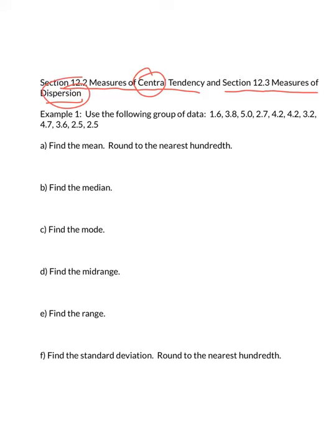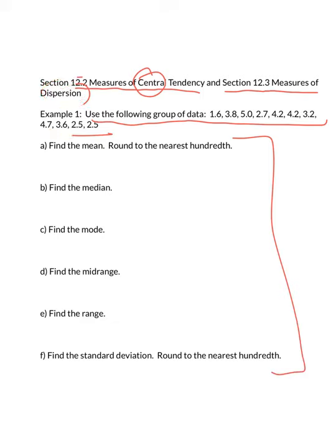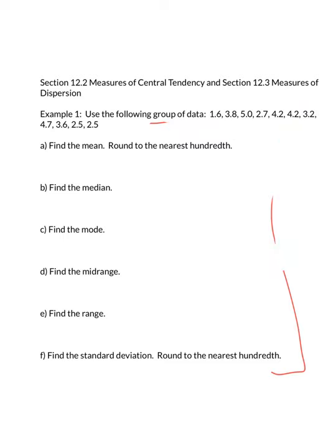Looking at example 1, it says use the following group of data, and they're all decimals. For this first example, I have A through F with the same numbers. You have a choice, honestly. A lot of this can be done right in the graphing calculator, or you can do it longhand. I would recommend at the very least that you do standard deviation on the calculator, just because it's so time consuming to do it longhand.